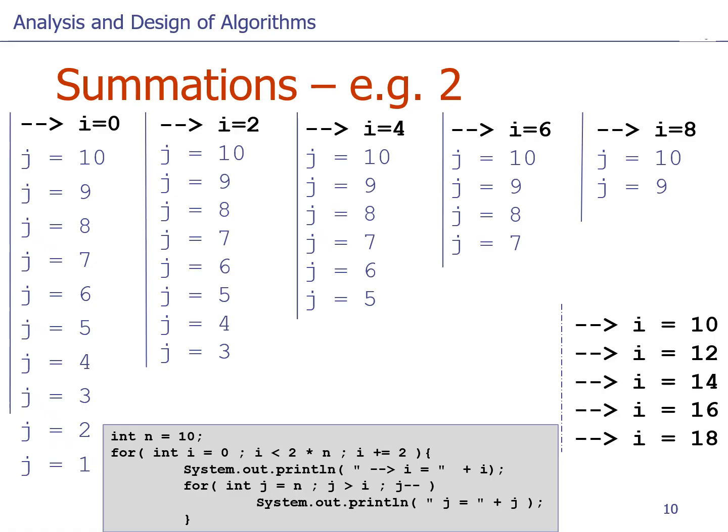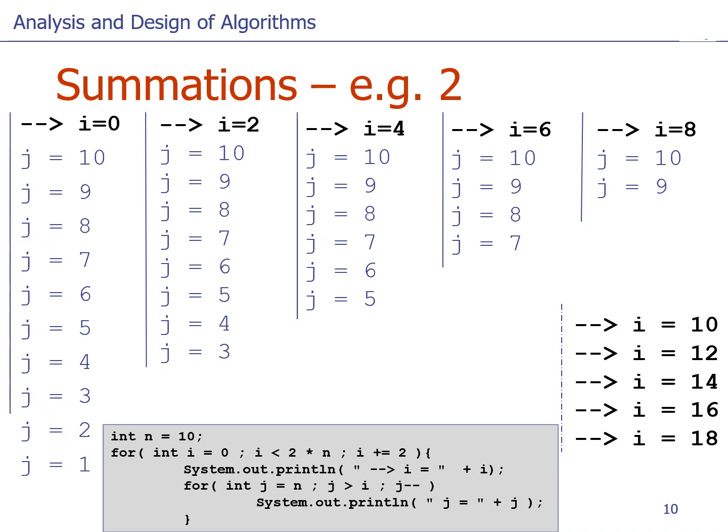We will pass through the outside for loop, incrementing I by 2, so I is 10, I is 12, I is 14, I is 16, I is 18, and in all of these runs the inner for loop is not executing, because we start with initializing j with n, and since n is 10, we will assign 10 to j, and then the condition will fail.